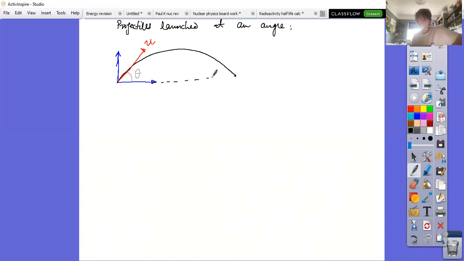We might be asked again to find what the range is, as per usual. So that's the range, by the way. This here denotes the maximum height.